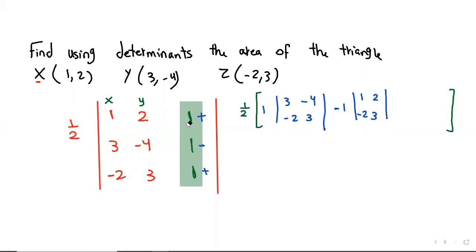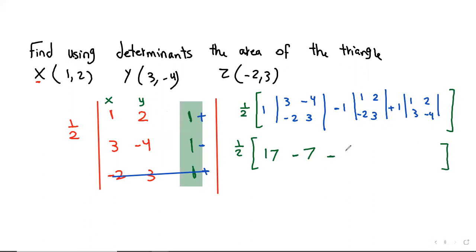And lastly, we have here 1, its sign is plus. Cancel the row and the column. So it's the determinant 1, 2, 3, negative 4. So it's half multiplied by 3 times 3, 9, 9 minus negative 8, so it's 9 plus 8, it's 17. And here it's minus 1 times 3, 3, minus negative 4, 3 plus 4, 7. So it's minus 7. And here negative 4 minus 6, it's negative 10.